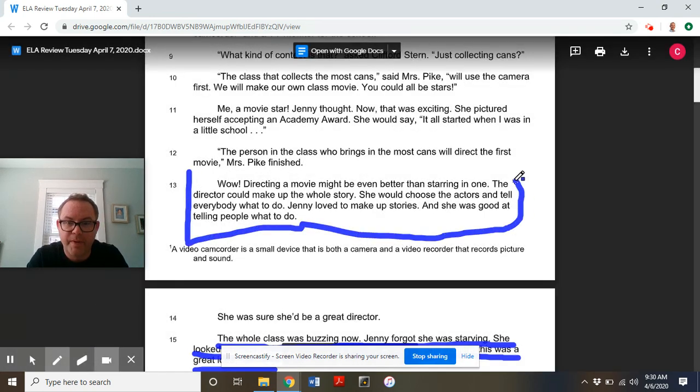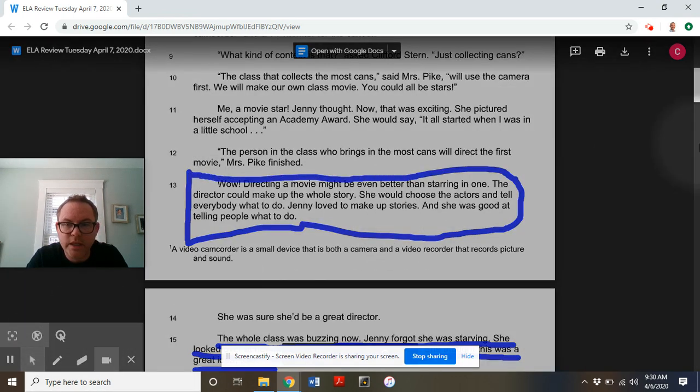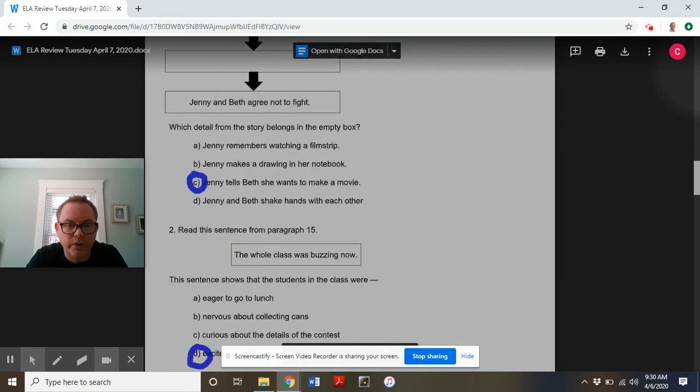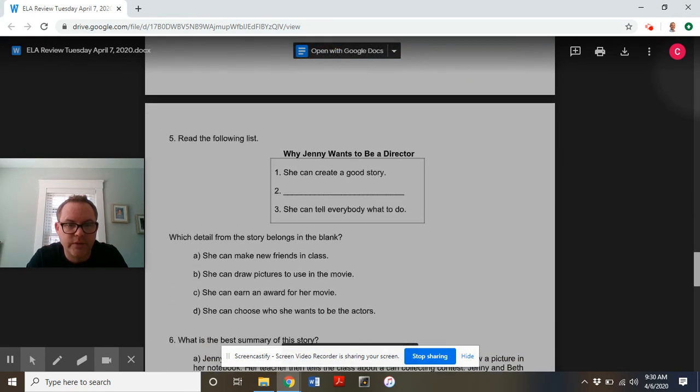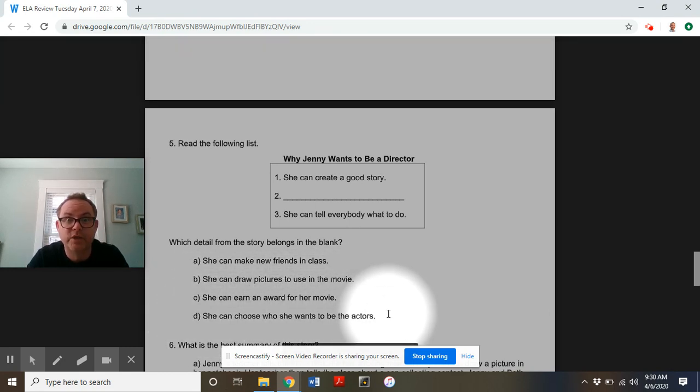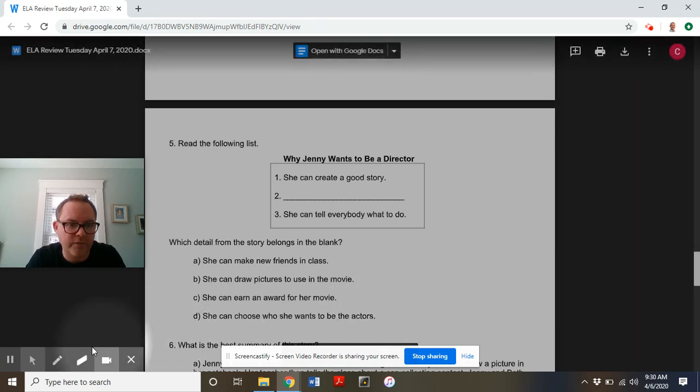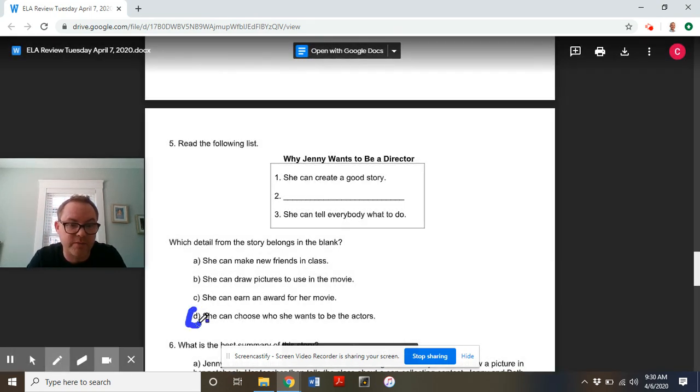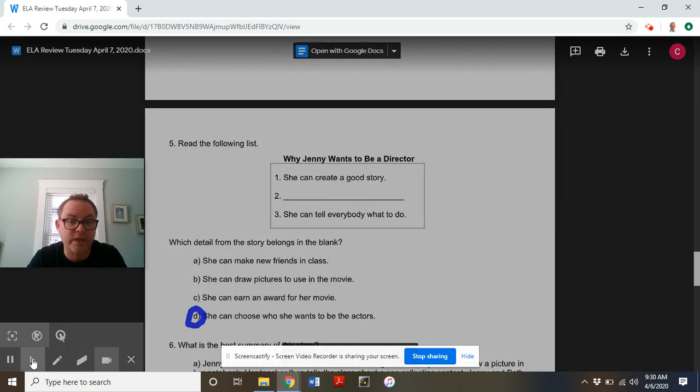Right, there it is. Good old paragraph 13. Unlucky for some, but lucky for us. Okay, coming down here, we're going to see that. Which one is it? Is it she can make new friends in class, she can draw pictures to use in the movie, she can earn an award for her movie, or she can choose who she wants to be the actors? Which one was it? D, of course. Well done. She can choose who she wants to be the actors.